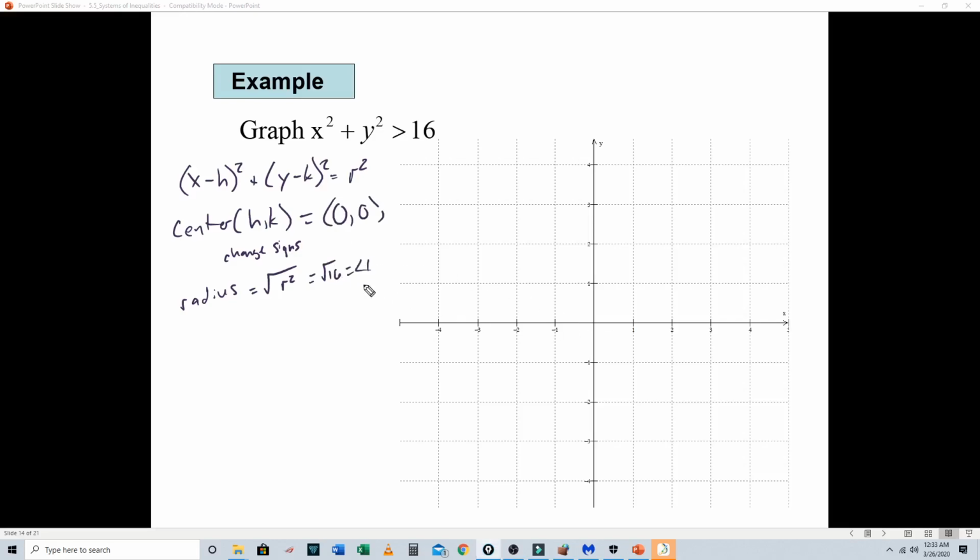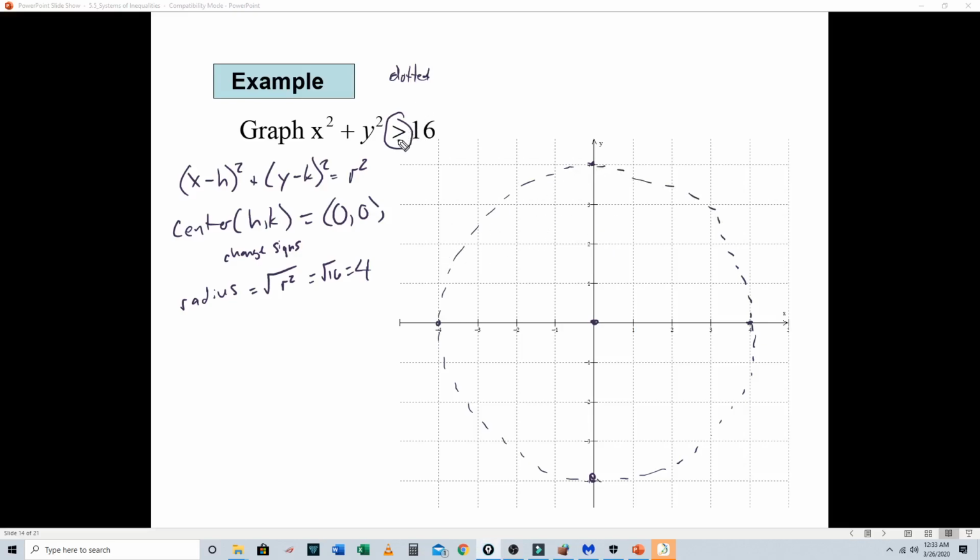So this means I'm going to start at 0, go to 4, 4, 4, 4. Now here's the fun part. That rule still applies, that it is a dotted line, or dashed. I don't care how you say it. So, dot, dot, dot, dot, dot. I'm saying dot, dot, dot so you can hear me say it and make fun of me, okay?